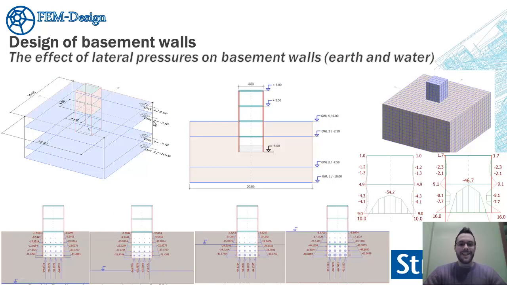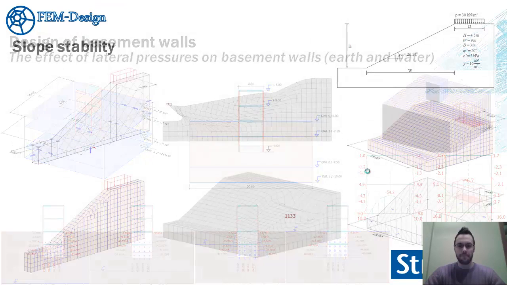And of course this lateral pressure is different on the basement walls if we have different groundwater levels. So if we set different groundwater levels, the resultant pressure on the walls based on the lateral effective earth pressure and based on the lateral water pressure will be different. So the design of the basement walls is solved in FEM-Design also based on the different groundwater level and based on the different soil properties. So based on the different groundwater level, we can have different bending moment distribution in the foundation slab and in the wall, the basement wall of the structure.